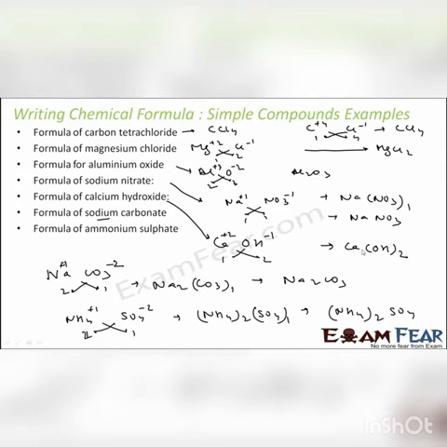For example, Ca(OH)2, it has to be like this. You can't write CaOH2. This is wrong. This is right. You should have this bracket. Right? In this case, if you see, both are multi-ion.